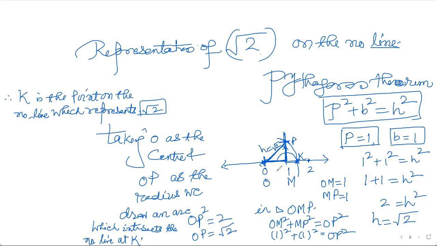So root 5. For doing root 5, what will be the base and what will be the perpendicular? If you want to draw root 5 on the number line, how will you do it? The best way is to split this 5 into two perfect square numbers. Express 5 as the sum of two perfect square numbers, and that cannot be easy always. But this time it is easy.